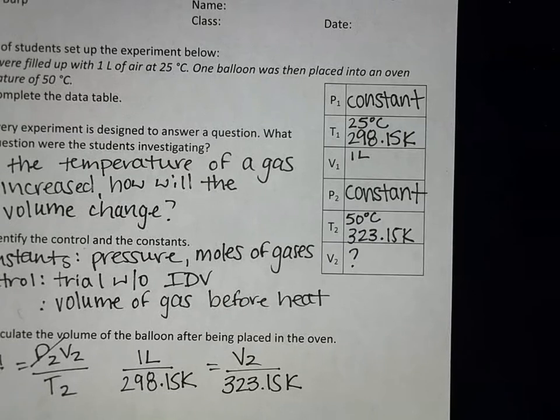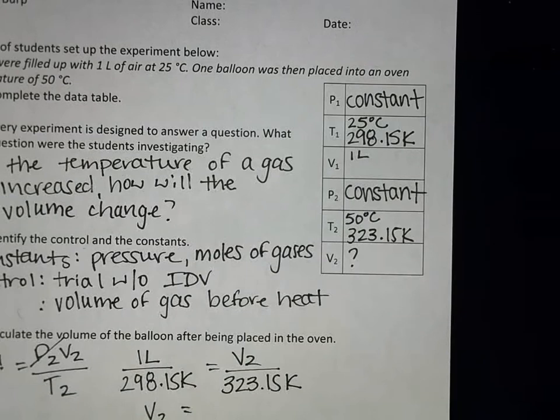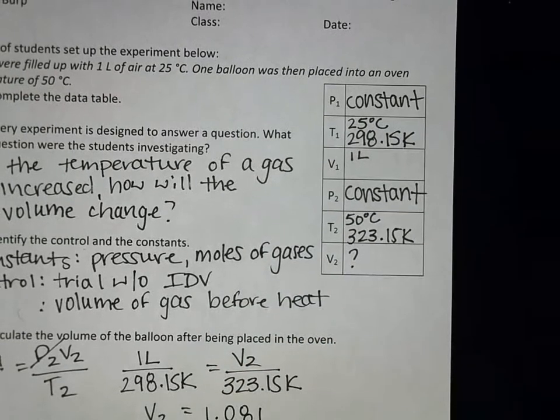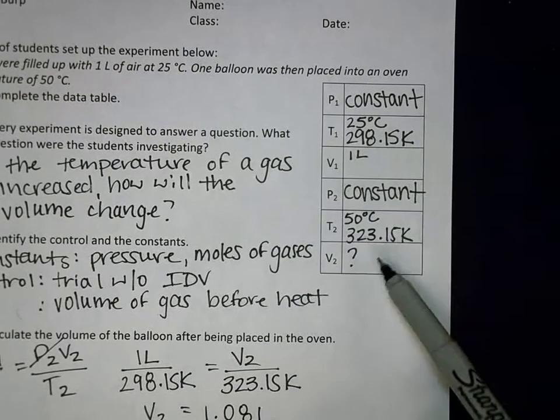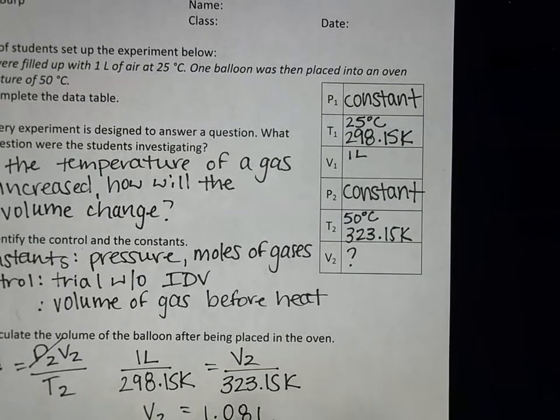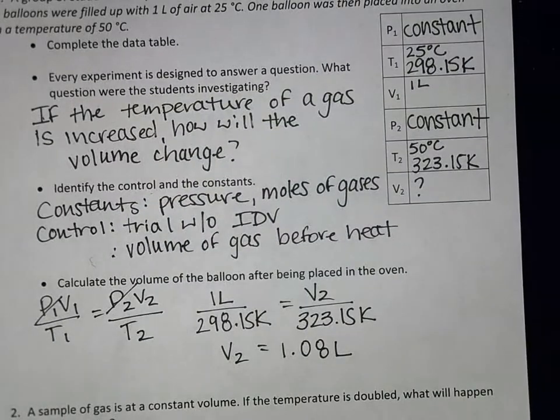You're going to end up with, whenever we solve, 323.15 divided by 298.15 is going to give me 1.08 liters. So the temperature increased. That's a direct relationship. The volume should increase, and it increased a little, so we know that we did this right. Okay. Next one, a sample of gas is at constant volume.